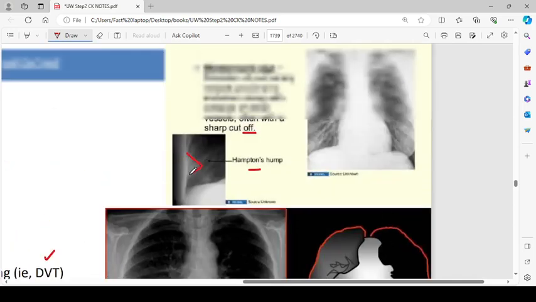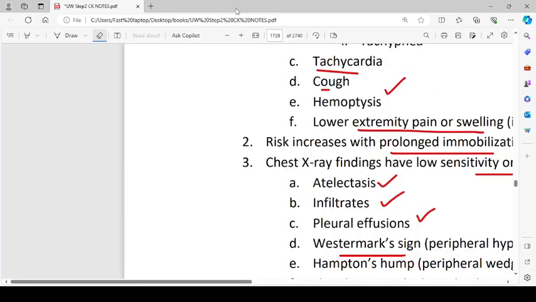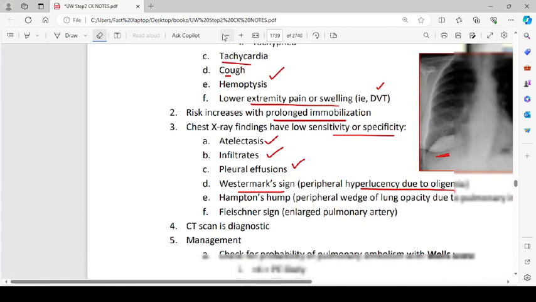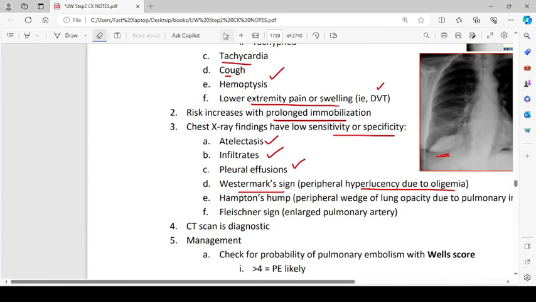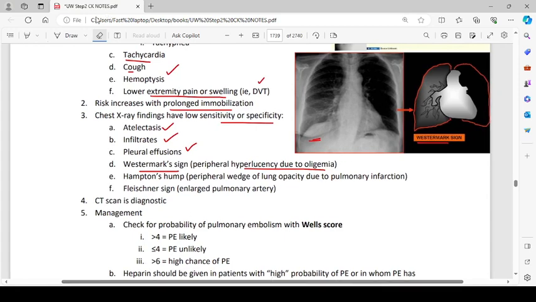Hampton's hump is basically a wedge-shaped area located peripherally. That is evident in this picture. Okay. So let's zoom it out. And they were saying that we can find atelectasis, infiltrates, pleural effusion, Westmark sign, peripheral hyperlucency due to oligemia, decreased flow of blood, and Hampton's hump, that is peripheral wedge of lung opacity due to pulmonary infarction. Then we can also find Fleischner sign, that is enlarged pulmonary artery. I heard it for the very first time, Fleischner sign, but okay, this is enlargement of the pulmonary artery which can also be seen.